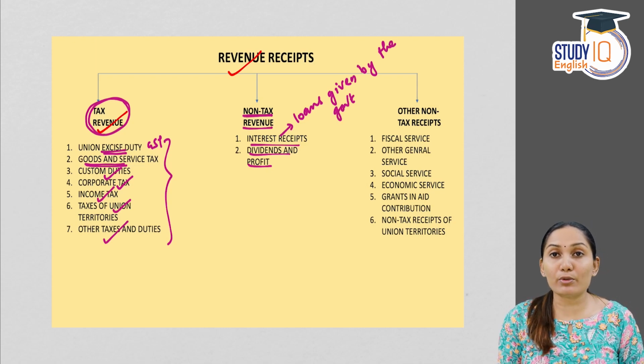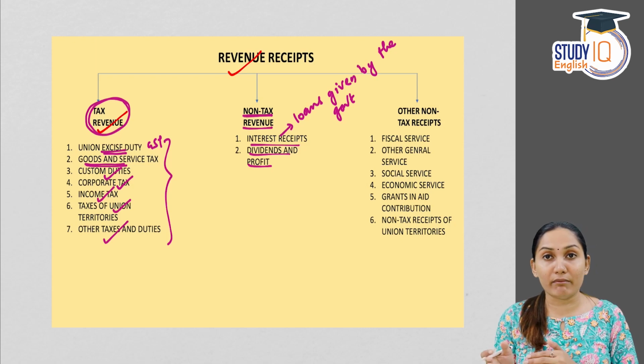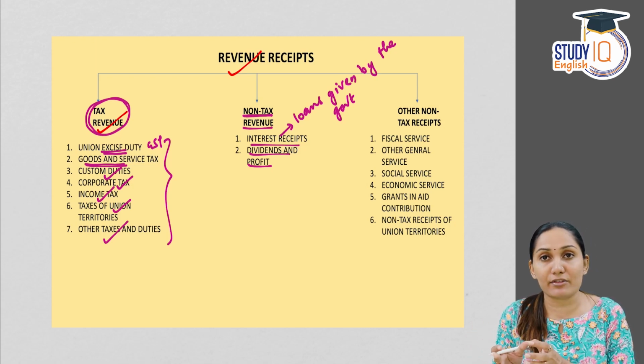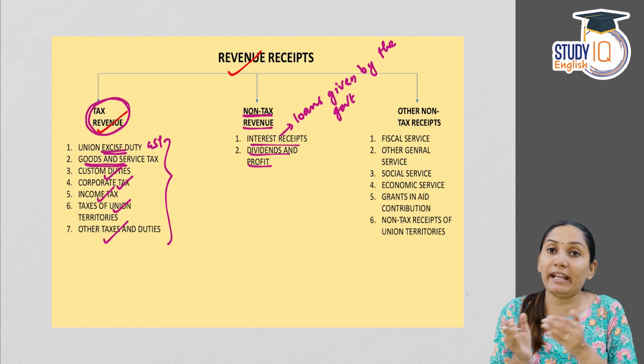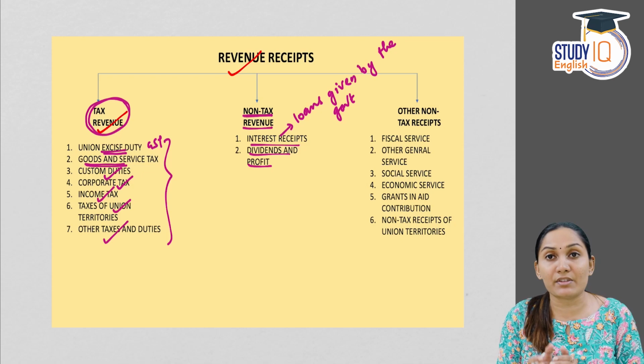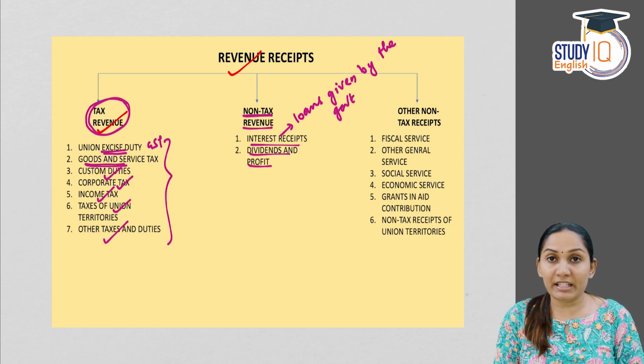Now, if you give a loan to someone, or when you take a loan, you have to pay interest on it. Similarly, when the government gives loans to someone, that entity, the country or the multilateral institution, has to pay interest to the government. So that is an income for the government. That is interest received by the government on the loans given by the government. That is the interest receipt.